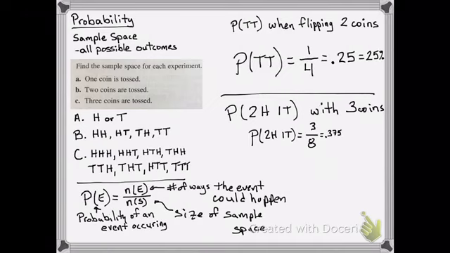We could convert that to a percentage, and that tells us that we have a 37.5% chance of flipping 3 coins and getting 2 heads and 1 tail, not caring which coin has the tails.